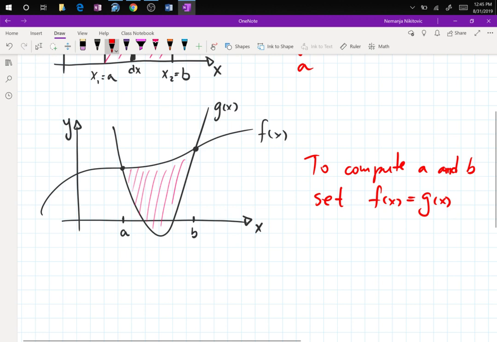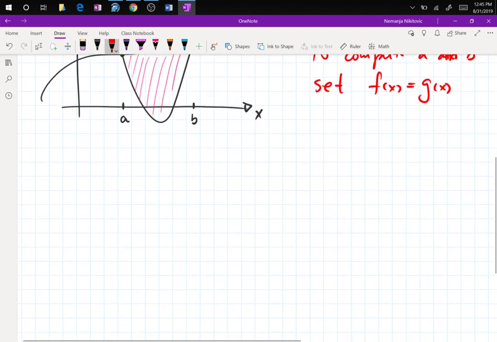Because when you write integral a to b, you better know what a and b are. Now, sometimes those are given, and sometimes you have to find them. If they're not given, you will set f of x equal to g of x, and you will calculate a and b. And now, what's the rest of the formula?